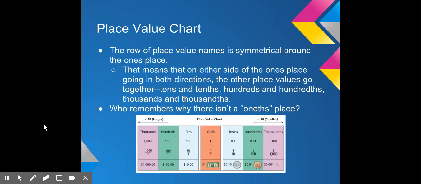In the first lesson, we looked at the place value chart. We're going to go back to the place value chart for a quick review because we'll use the place value chart for our focus of reading and writing decimal numbers in this lesson.